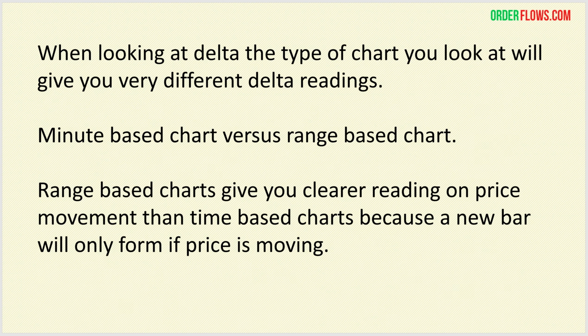Now, when looking at delta, the type of chart you look at will give you very different delta readings. If you're looking at a minute-based chart and you compare it to, say, a 4-range chart, the chart is completely different. It's going to give you different delta readings. I know some people like to look at a 5-minute chart, a 15-minute chart, a 30-minute chart, and then take a trade on a 1-minute chart. You're going to have vastly different delta readings over time because it's taking different things into account, mainly what's being traded right now.